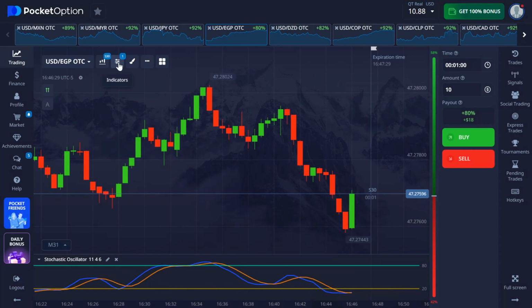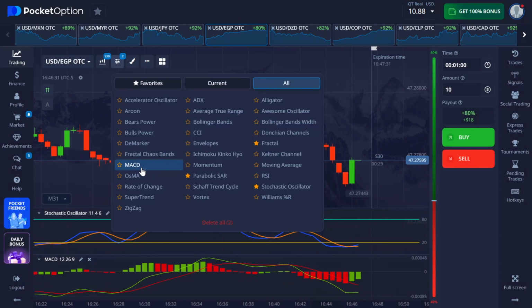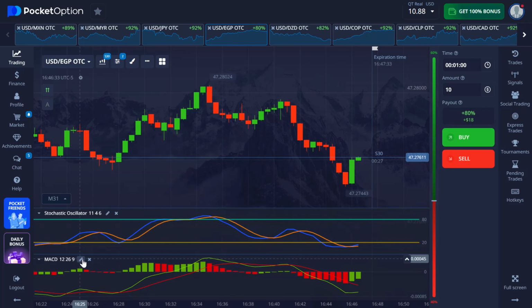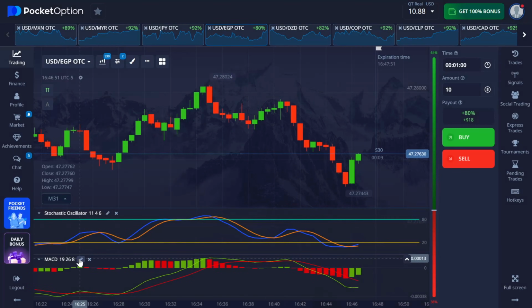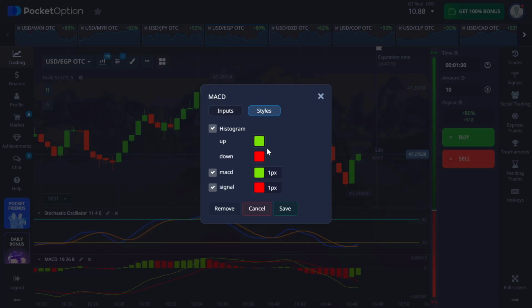For the next indicator, it's going to be MACD, my favorite out of all indicators. Okay, so we're going to change this to 8. No, we're going to keep that. Change this to 19. Yeah. Oh, let me adjust the thickness.